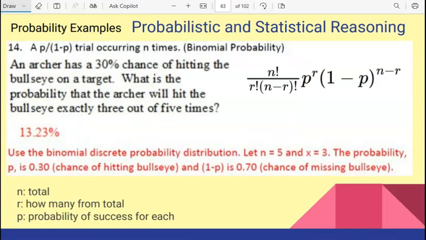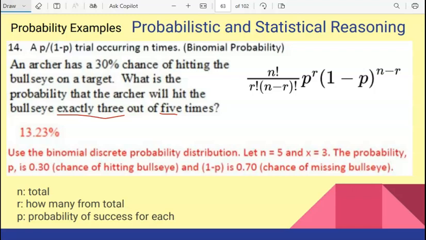Here's a binomial probability example. An archer has a 30% chance of hitting the bullseye on a target. What is the probability that the archer will hit the bullseye exactly 3 out of 5 times? To do this, we're going to use the binomial discrete probability distribution. We'll let n equal 5 and x equal 3. The probability p is 0.30. That's the chance of hitting the bullseye, and the complement is 0.70, the chance of missing the bullseye.